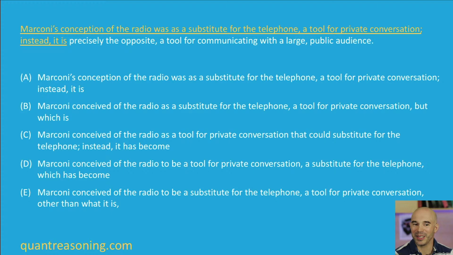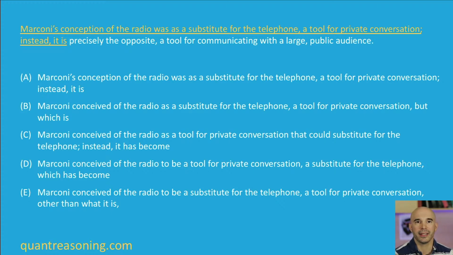And I'm getting a request there to analyze the original sentence, not the answer choices. So let's do that. "Marconi's conception of the radio was as a substitute for the telephone, a tool for private conversation." So when the author says "a tool for private conversation," he's just reminding us what a telephone is, in case we forgot. And so what is a telephone? It's a tool for private conversation. And by the way, I don't know who Marconi is, but it's amazing that somebody thought of the radio as something that would be used for private conversation. Nowadays that seems really strange. But that's what Marconi thought.